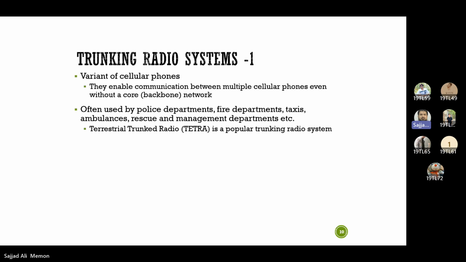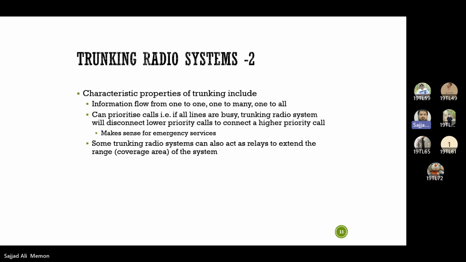So either it is communicated from the center, or from the headquarters, or from one of the patrolling officers responding to that call made from the center. So that is the trunking radio system. Its characteristic properties are that information flow is one to one, one to many, and one to all. All are possible depending on the application. One to one means from person to headquarters, one to many from headquarters to all, and one to all.